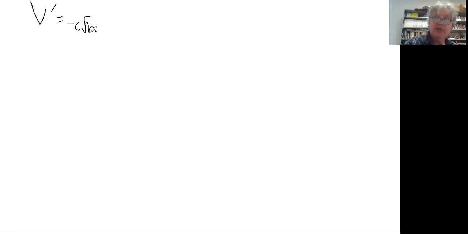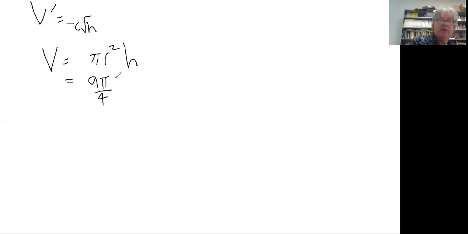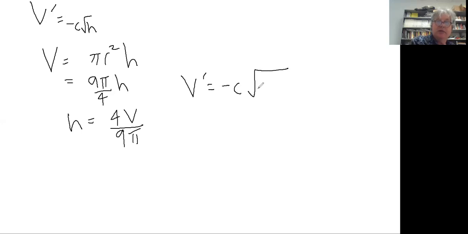So in our situation, we've got a tank which is a cylindrical tank, and because of that, volume equals pi r squared h, and we're told that the diameter is 3, so that means the radius is 3/2. So we've got 9 pi on 4 times h. And so that means we can solve for this. We can get h equals 4v divided by 9 pi. And so Torricelli's law becomes v prime equals minus c times a constant.